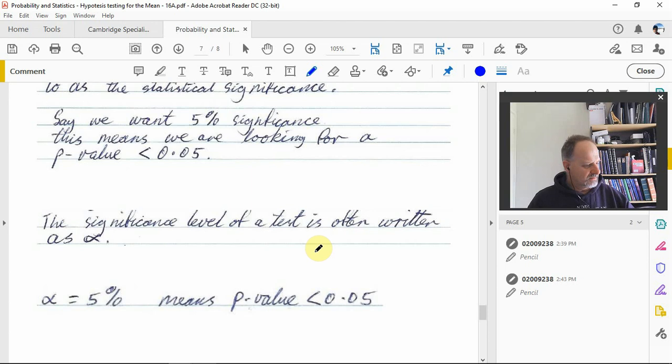All right, so that's it for that section, the first part of the hypothesis testing. If you've got questions about that, get back to me, and have fun with all the hypothesis stuff.